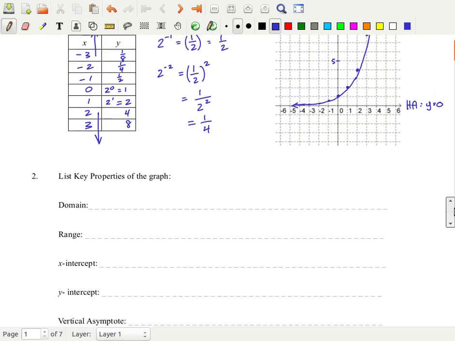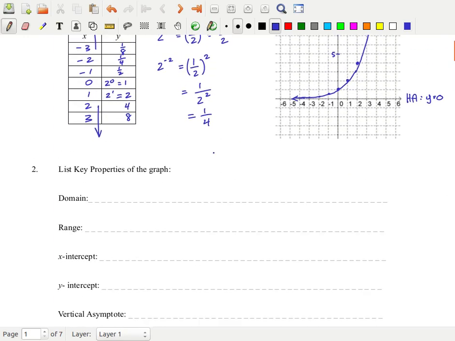Now, what are the key properties of this graph? I guess we need to keep it in sight for now. The domain of this graph is going to be x a member of the real numbers, and that's it. We can put any value in here for x that we want to. So the domain extends in both directions. What about the range? Well, in this case, we have a pretty clear indicator for the range. It's made up of real numbers, such that all of my y values are always going to be greater than 0.